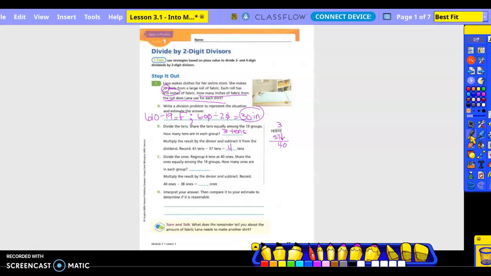Okay. So now how many times can 19 go into 40? 2 times. And you guys can write a little smaller, so you need to try and keep it above the place values, right, guys? Okay, so 19 times 2 is 38, 40 minus 38 is a remainder of 2. So we have 2 ones left over. So then compare, is your estimate reasonable? So yes, it's reasonable because 30 is close to 32 remainder 2, right?